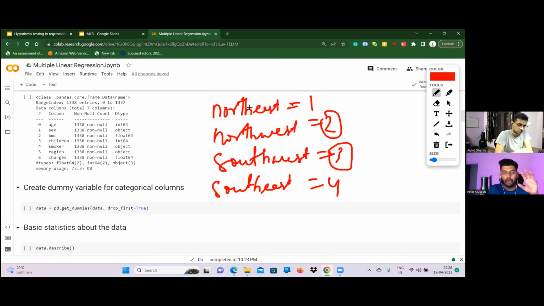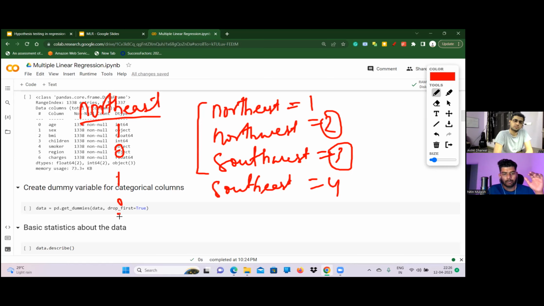So what we do is create different columns. Based on these 4 categories, we can create 3 different columns. One may ask, why do we create 3 columns, why not 4? So let's understand how we create the different columns. We may create a column for northeast, and if the person belongs to the northeast region, we give it a 1, and if the person does not belong to the northeast region, we give it a 0. So we'll have 1, 0, 1, 0, something like that.